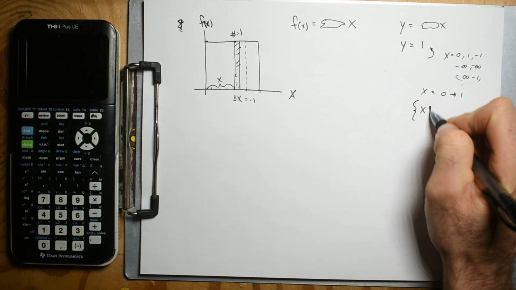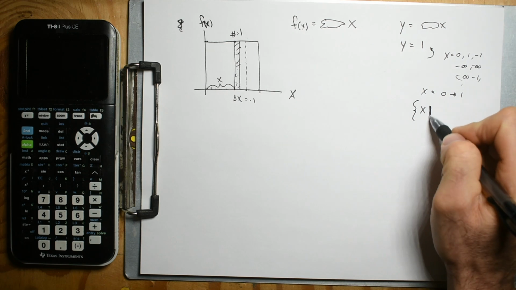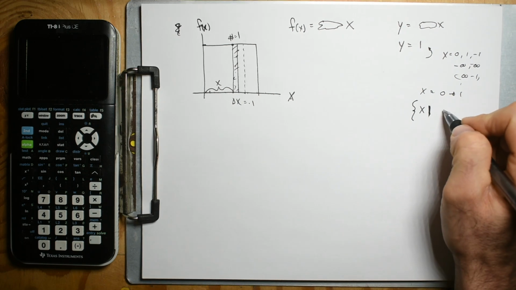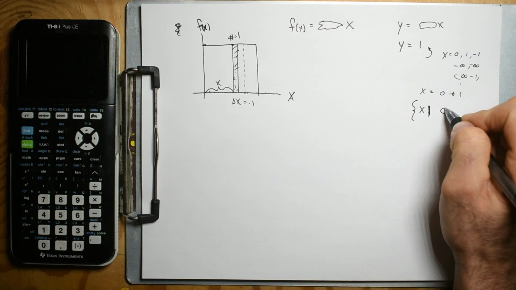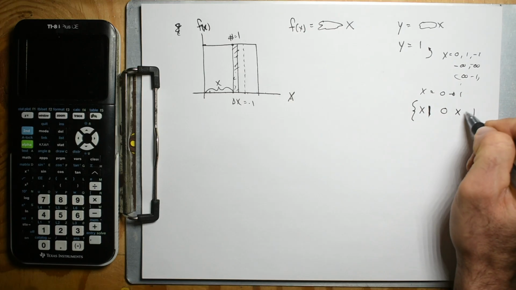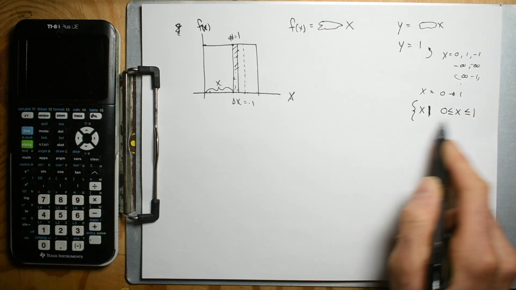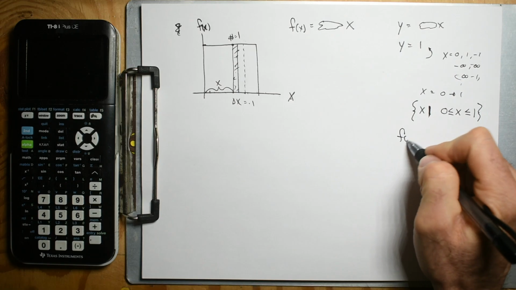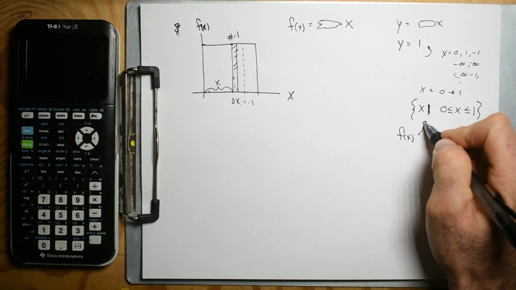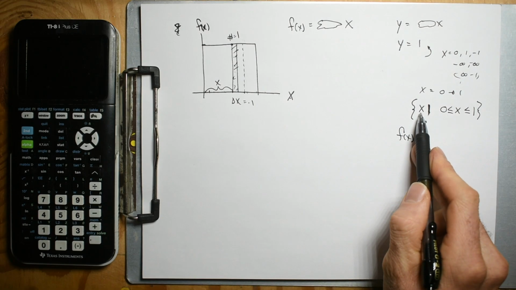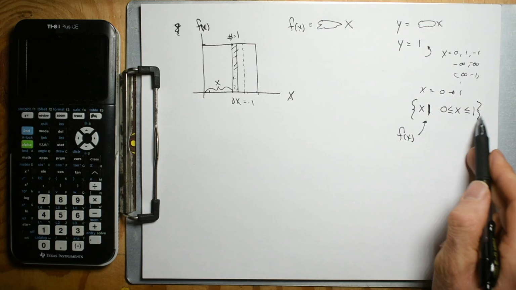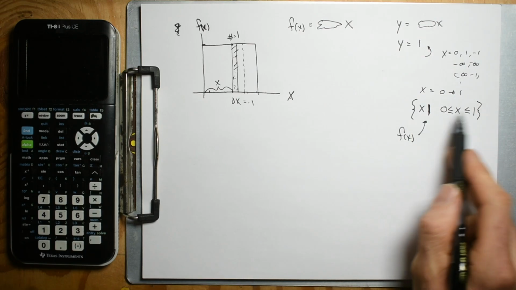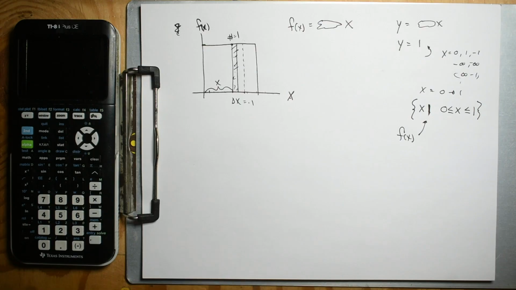X is established between 0 and 1, where x is in between. It's going to be greater than or equal to 0 and less than or equal to 1. So this is a function: f of x for all values of x between 0 and 1, and it can be equal to 0 and 1.